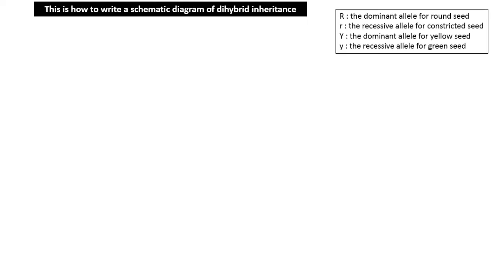So this is how to write the schematic diagram for dihybrid inheritance. First, we have to write the alleles. Choose the letter.